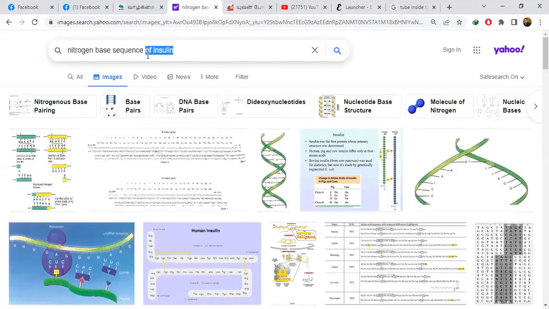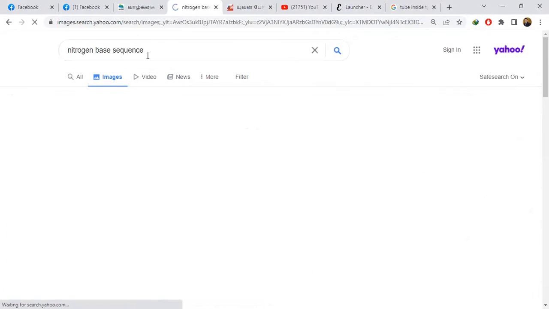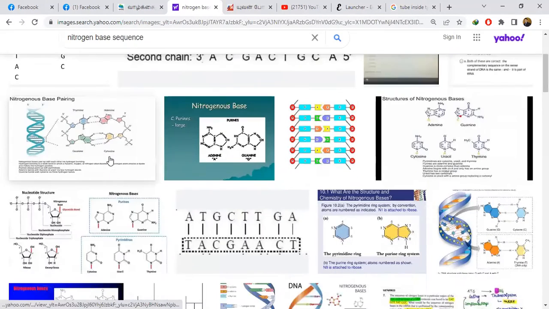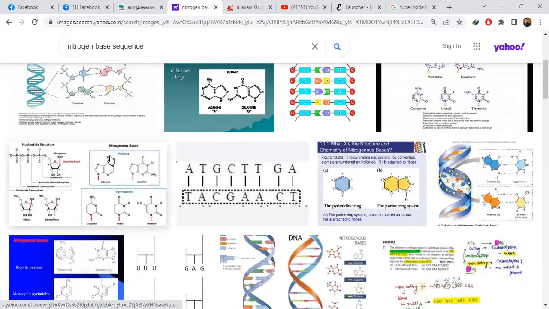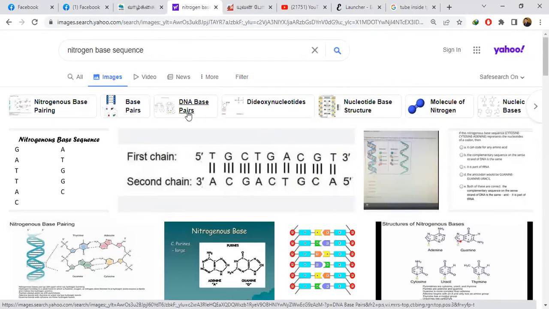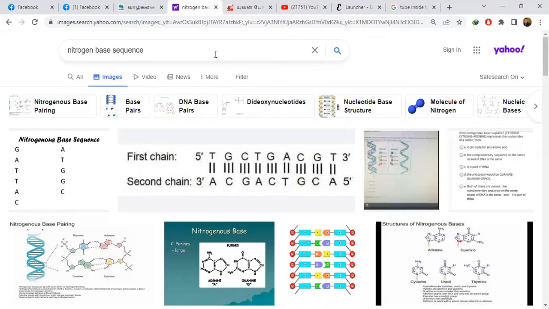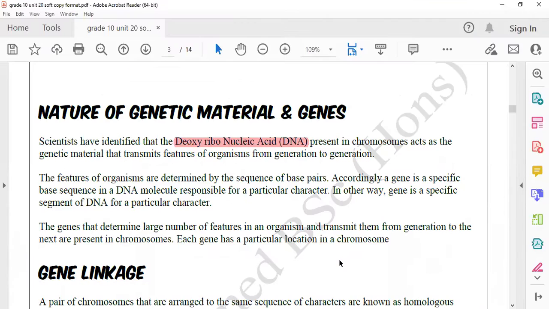So if I search the nitrogen base sequence, it will come in various orders: A, G, T, C, C, G, A, T, T, C, G, C, C, G, A, T, T, A, C, G. Like that, it will go on. Understood? Now that particular nitrogen base sequence determines one character.